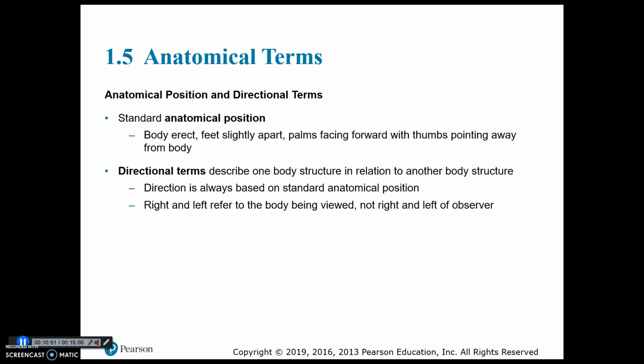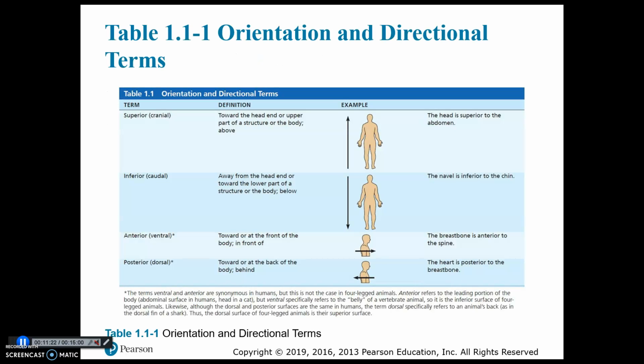And then directional terms are going to describe, these are very, very important. They're going to be used to help you describe to somebody else where something is located in relation to other body structures. And when we use these directional terms, we are assuming that the person is in the anatomical position, okay? Right and left, when we use the terms right and left, we're referring to the body that's being viewed, not the right and left of the observer. Some of the orientation and directional terms are in this table. Make sure that you know superior and inferior. Superior is toward the head and inferior is toward the feet.